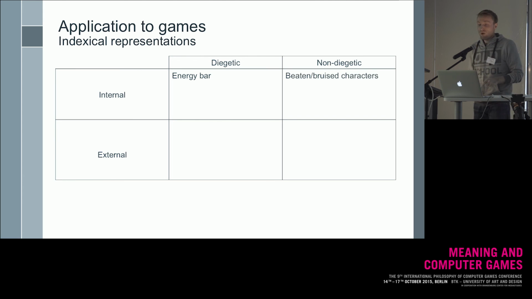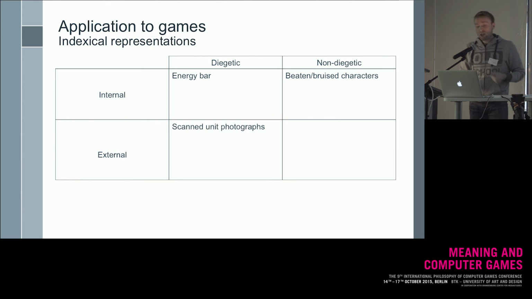An example of non-diegetic causal connection is beaten or bruised characters in games, where there's more and more blood on them and stuff like that. And it just shows us that they are more beaten. But this is, again, a sign and a representation of being beaten that is causally connected to the mechanic internal to the game.